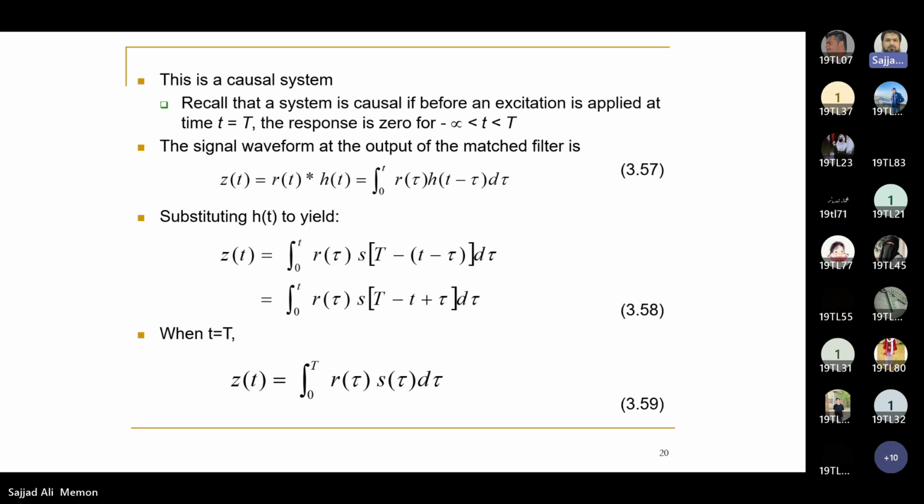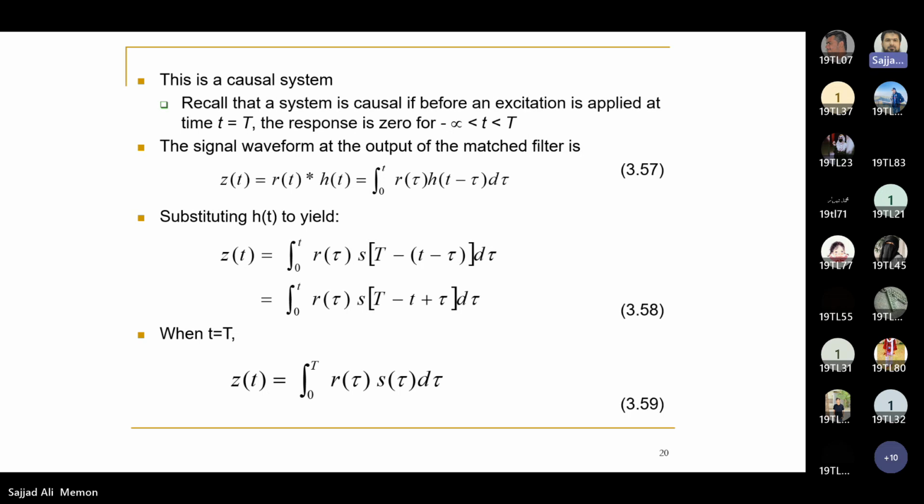The signal waveform at the output of the matched filter, z(t), will be equal to r(t) convolved with h(t), where h(t) is the transfer function of the filter. So the received signal goes to the filter, is multiplied with its transfer function, and then we say that it's z(t). But t is not one sample, it is a total signal, a total waveform, and it is equal to the integral from 0 to t of r(tau) h(t minus tau) d tau. Then we substitute h(t) to yield the output, because this is equal to T minus t.